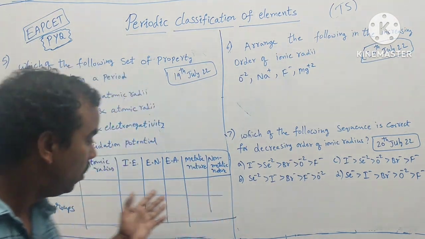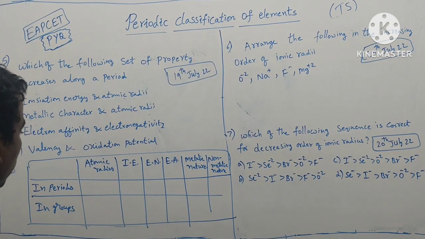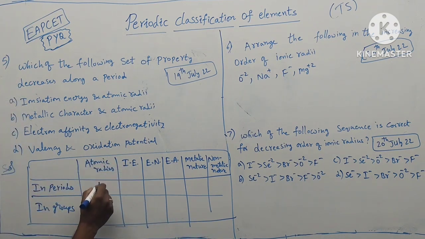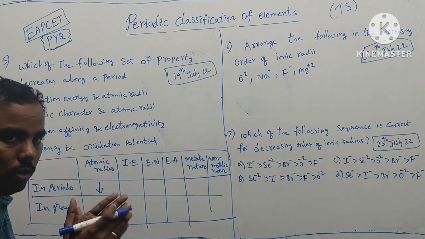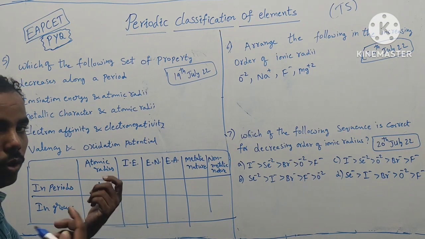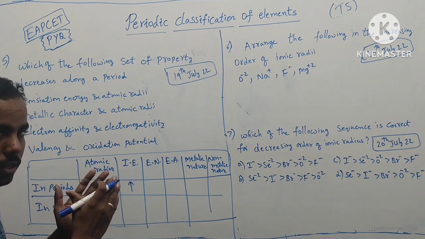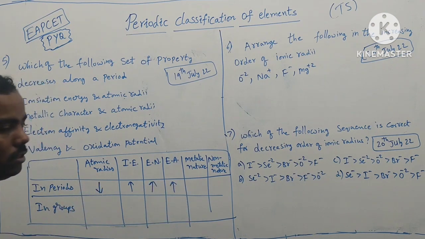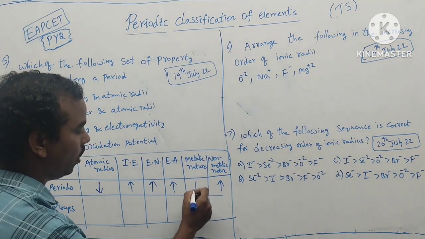You already learned this topic in periodic classification of elements, at the IPE level. So in periods, left to right, atomic size decreases. Size decreases means atomic radius decreases. When radius decreases, the attraction between the nucleus and valence electrons increases. So to remove that electron, more ionization energy is required. Atomic radius decreases, that means size decreases, electronegativity increases, electron affinity increases. Left to right, non-metallic character increases and metallic character decreases.